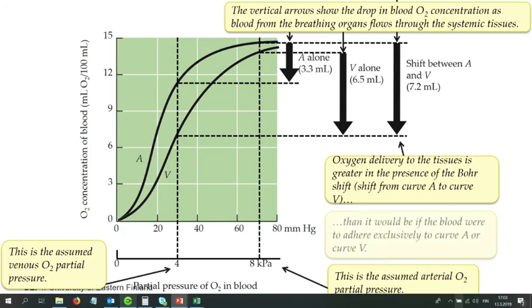And this is when comparing to what we could release if the affinity would be the same all the time.